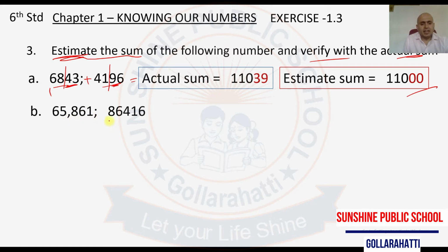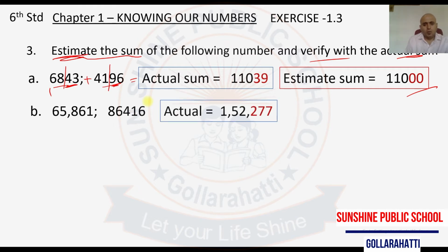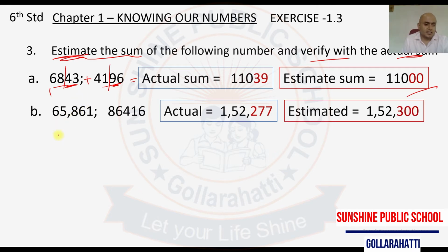65,861 and 86,416. If you add these two numbers, the actual sum will be 1,52,277. Let us round up to the nearest 100. So this comes to 65,900, and here 86,400 because it is less than 50. Here it is more than 50, that's why we have added 1. If you add these two numbers, the estimated sum will be 1,52,300.